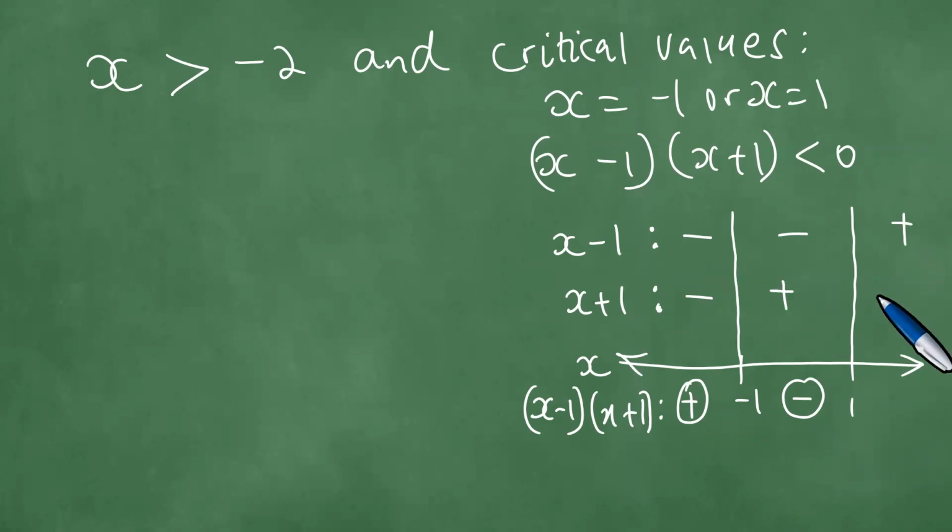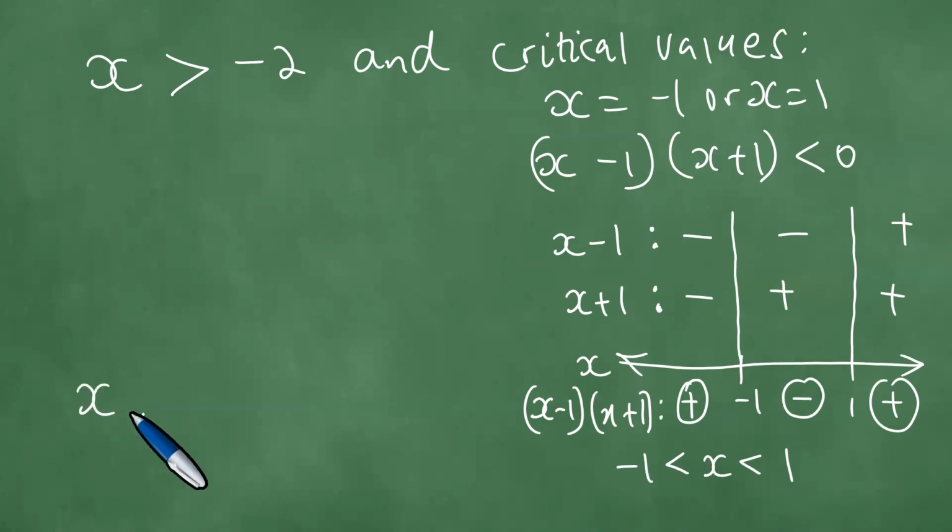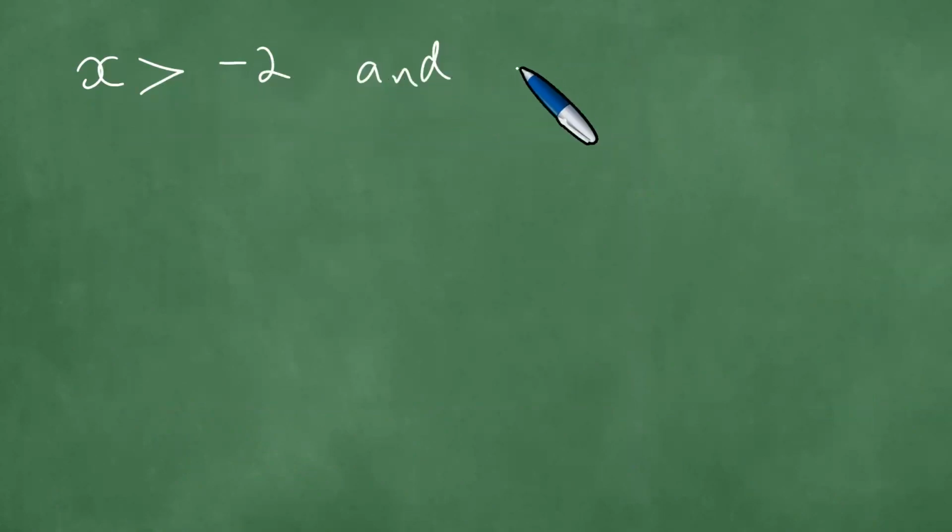Now, bigger than 1, maybe a 2. 2 minus 1 is positive, 2 plus 1 is positive. Multiplying them is positive. And so what we require is that this must be strictly negative, so that minus 1 is less than x less than 1. Together with the fact that x is bigger than minus 2, the conclusion then becomes that x is bigger than minus 2, and minus 1 is less than x less than 1.